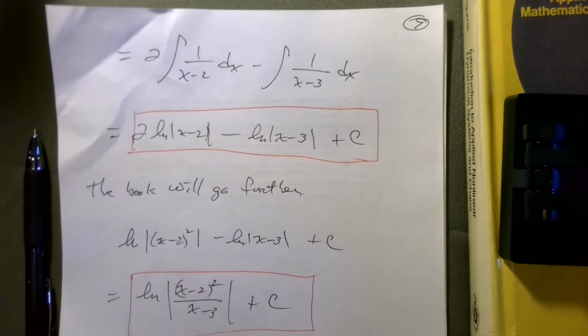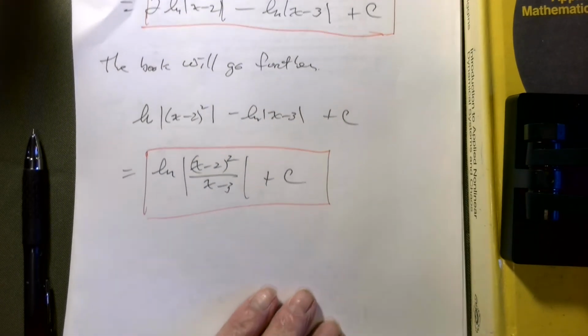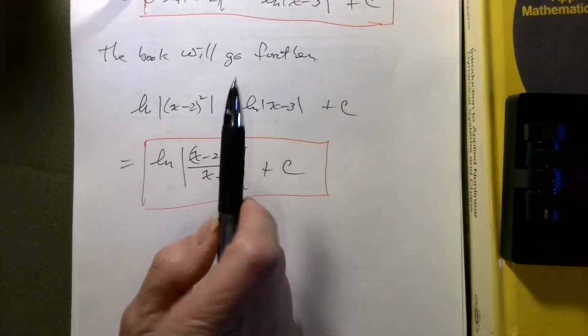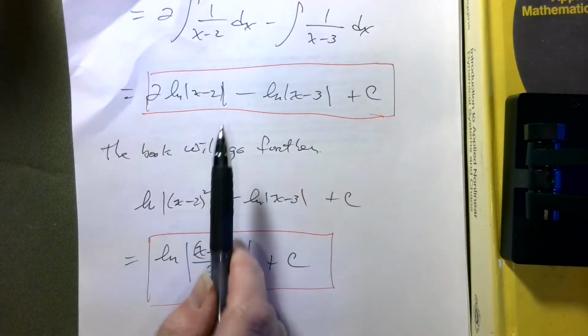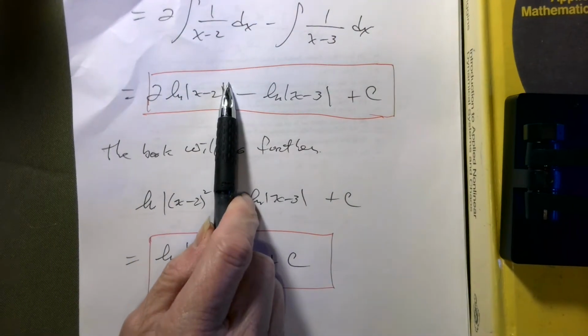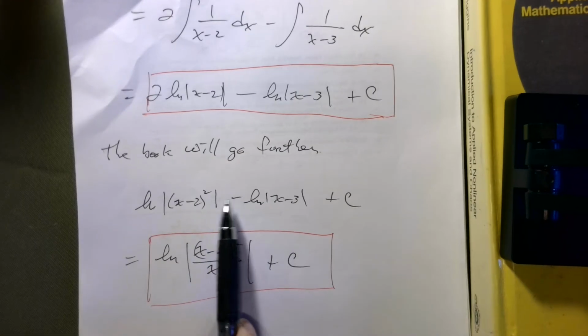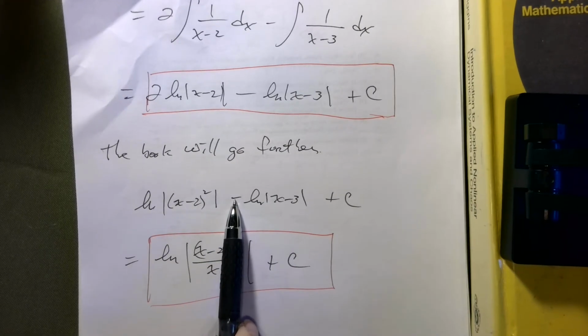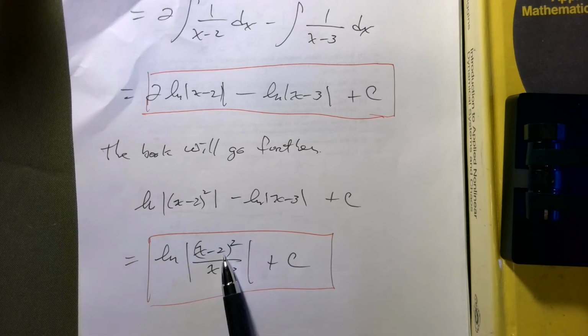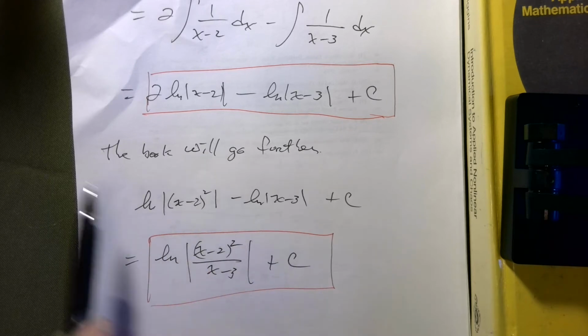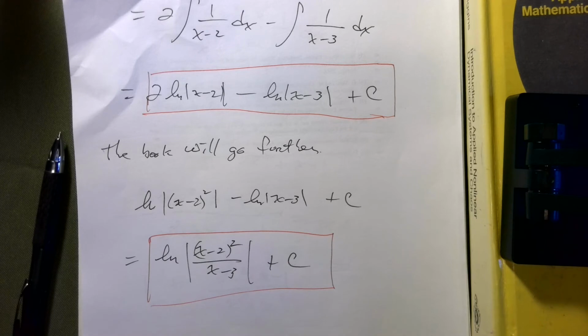However, the book is going to take it further. What are they going to do? The 2 is going to come up as an exponent. So there's where the exponent comes from. And then subtraction, you'll remember, becomes what? Division. So you're going to have the absolute value quantity upstairs, x minus 2 squared, divided by the x minus 3, and then plus a constant. So we have solved our problem.